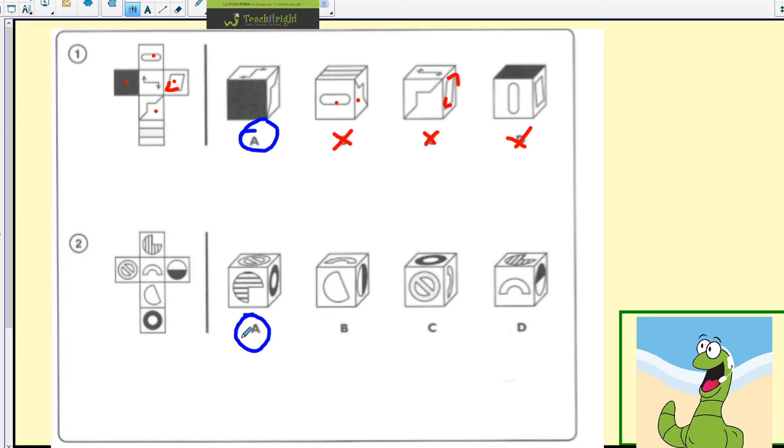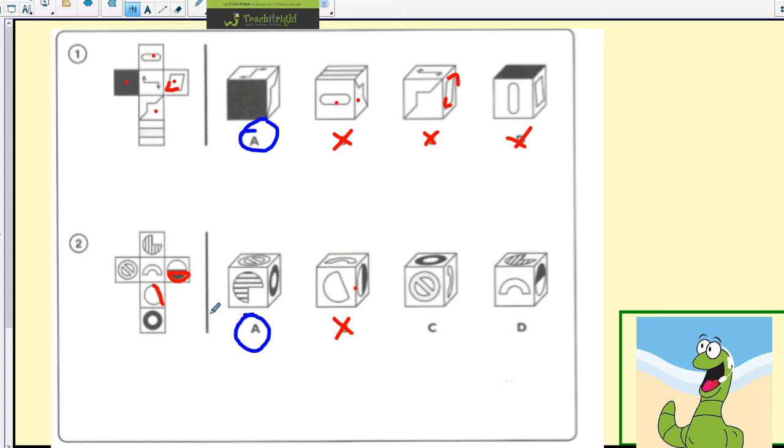Question 2. Let's go through it. So the answer is A. Why can't it be B? Well, let's go through. We've got no missing shapes. What about direction? This one should be facing in towards this. But if you look, this line is closest to the black semicircle, and here we have a white semicircle. So it's not B because the colours are the wrong way around.